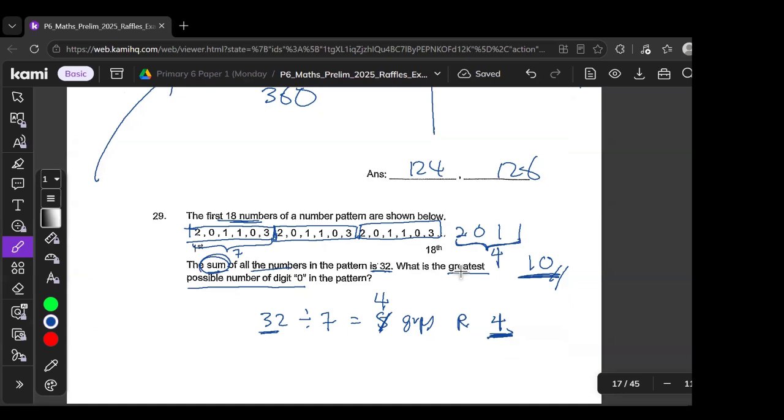Okay, so what is the greatest number of zeros? Then you look at one group. One group got how many zeros? One group got 2 zeros, right? So you have 4 times 2. That will give you 8 zeros, right? Then look at the remainder 4. There's one more zero here, right? So 8 plus 1, I should be getting 9.